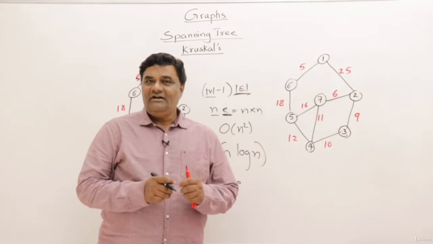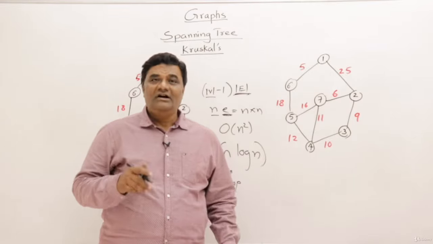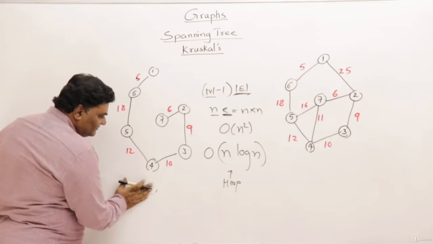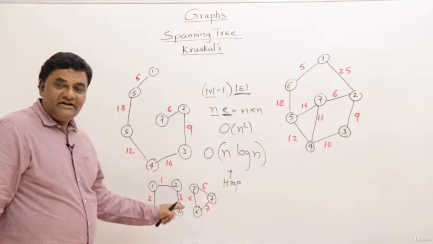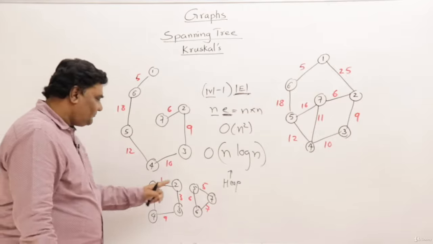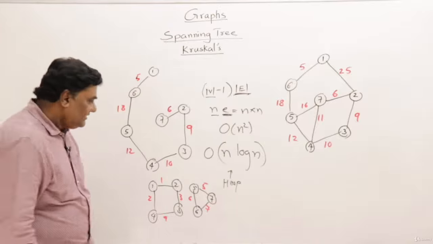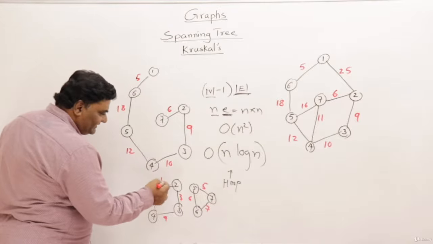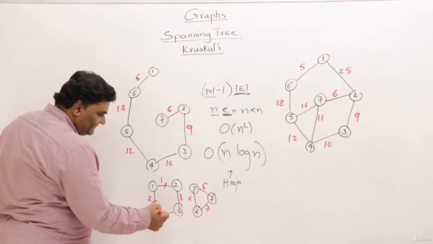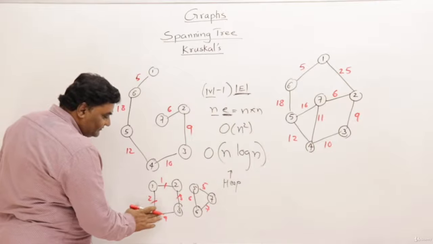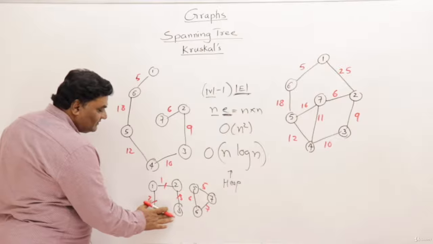Let us see how Kruskal works if a graph is a non-connected graph. I'll take a non-connected graph. Here I have taken a non-connected graph. There are two components in the graph. If I run Kruskal's algorithm, what will it do? It will always select the minimum cost edge. So it will select this one, then this one, then this one. This is forming a cycle, so it will not take this one.